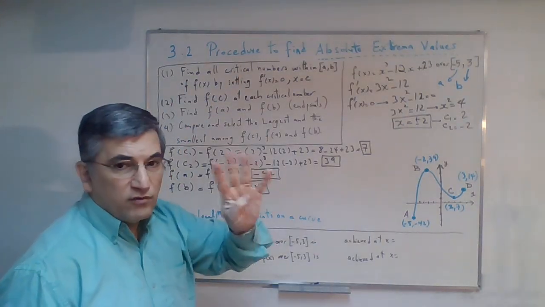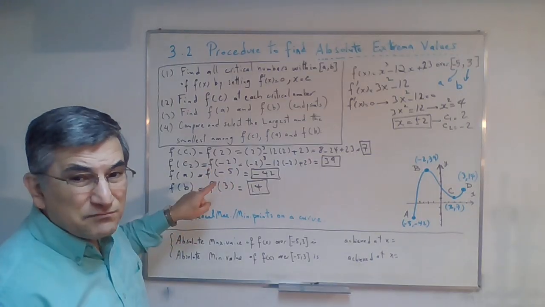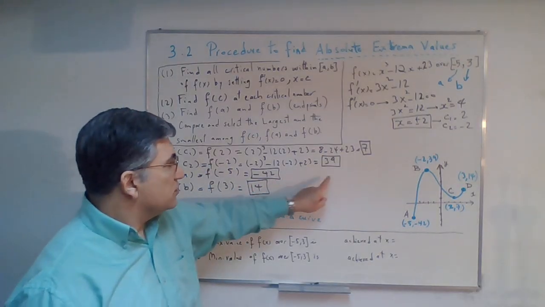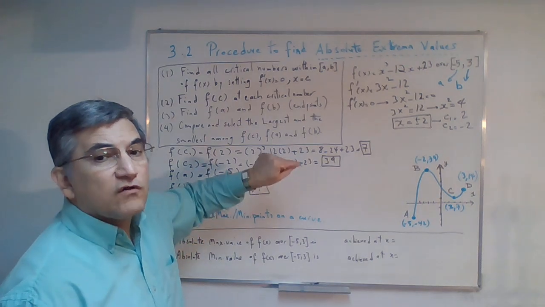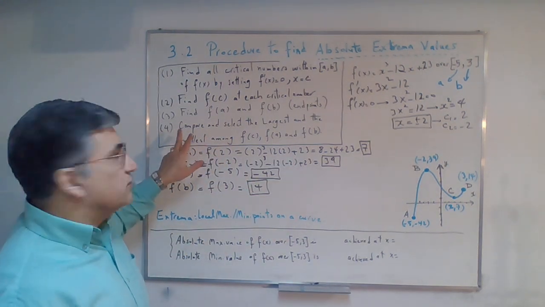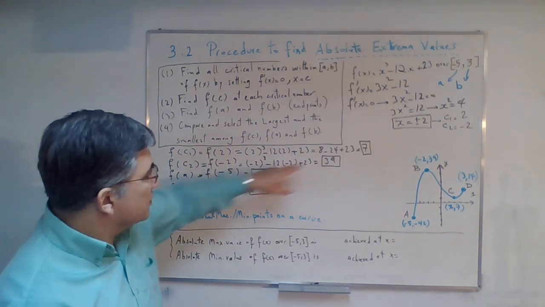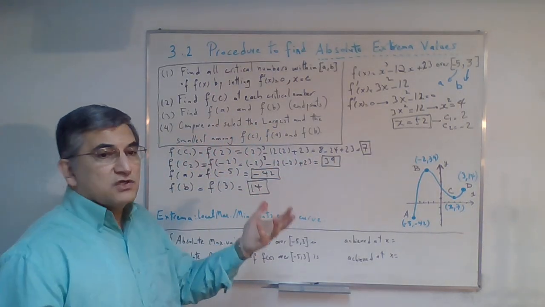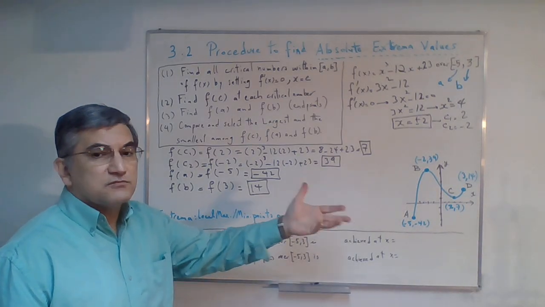So I have 4 values here right now. 2 of them are the values of the function at the endpoints, A and B. The other 2 are the values of the function f at their critical numbers. So what I'm supposed to do now is just compare. All I have to do is compare and select the largest and the smallest among these 4 values I got. And then we're going to announce it as the absolute max value, absolute min value.